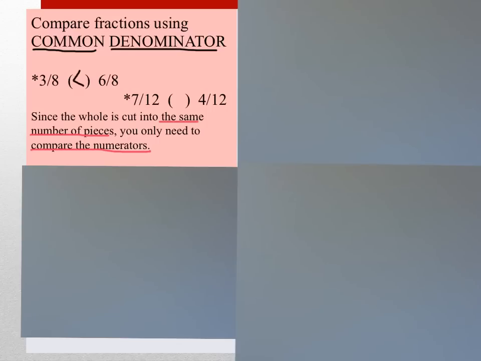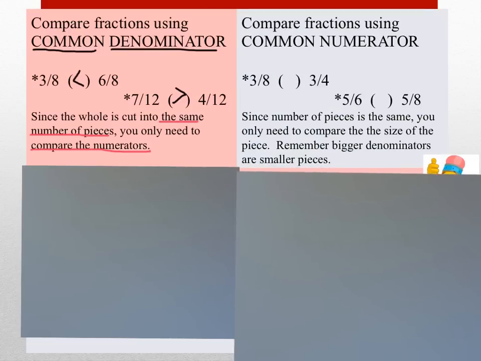7/12 compared to 4/12 are all 12th size pieces. And since 7/12 size pieces would be more than 4/12 size pieces, that is the greater fraction. So 7/12 is greater than 4/12. I can also compare fractions using common numerator.